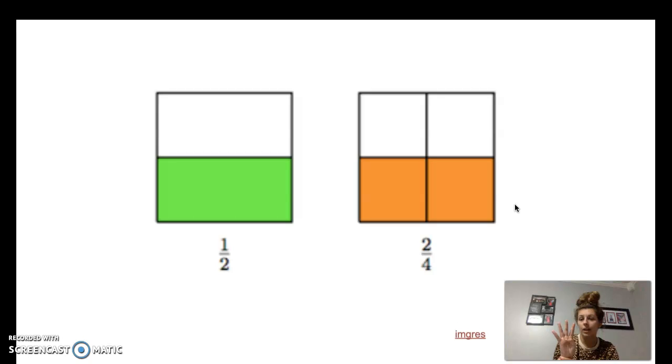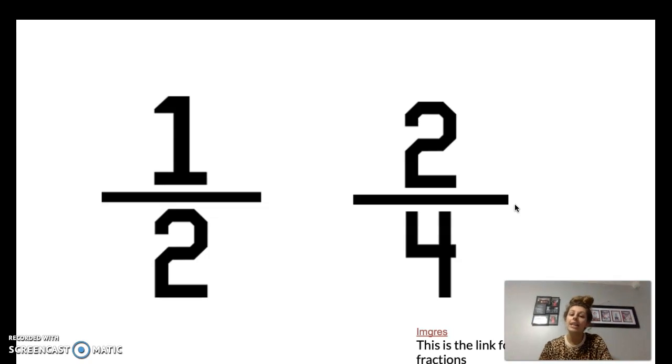4, you cut 4 in half. It is only 2, so that must mean they are equal. So now I didn't include the pictures in this one because I want you guys to just get familiar with the number and the fraction itself. So we have 1/2 over here and 2/4. Are these fractions equivalent to each other?